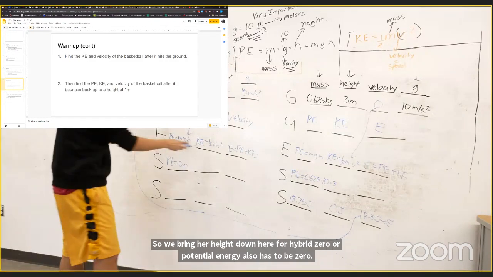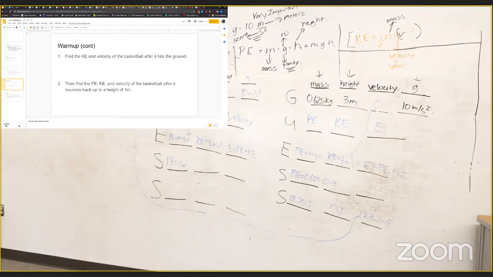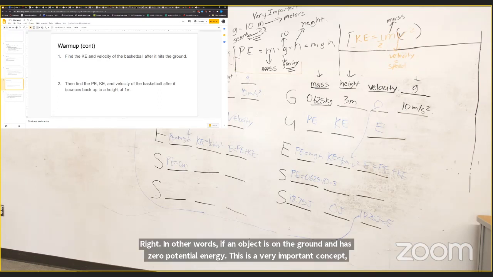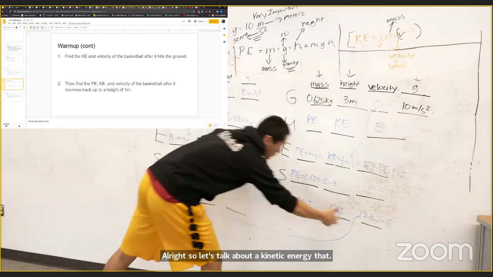Okay, so let's talk about our kinetic energy then. I'm going to again use Hannah's deduction here. She did a really good job. She realized that our total energy has to be conserved, so our total energy has to be 18.75. It was 18.75 here, and it has to be 18.75 here again.